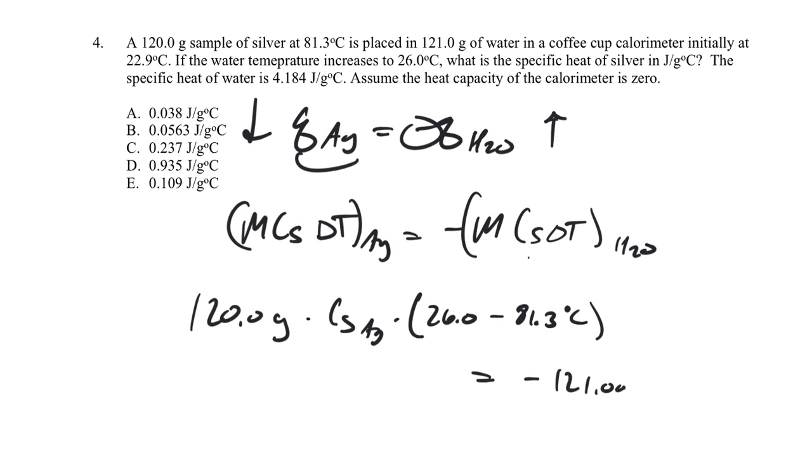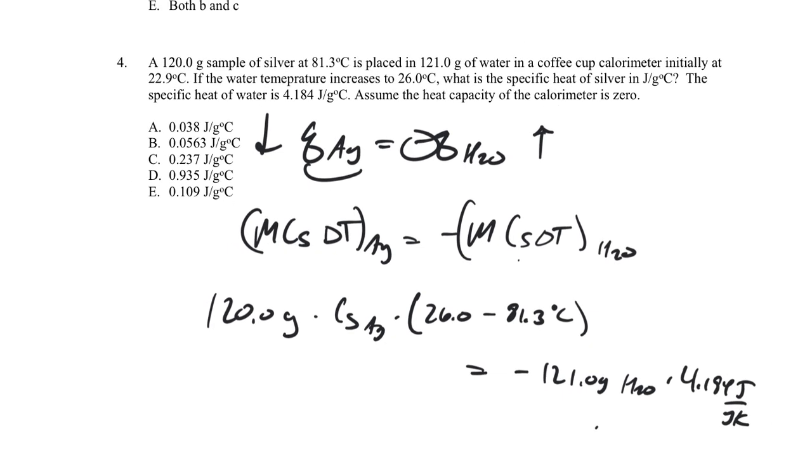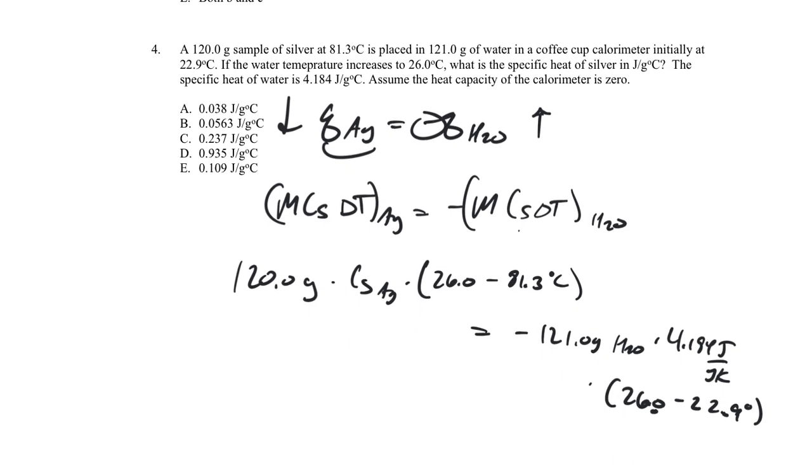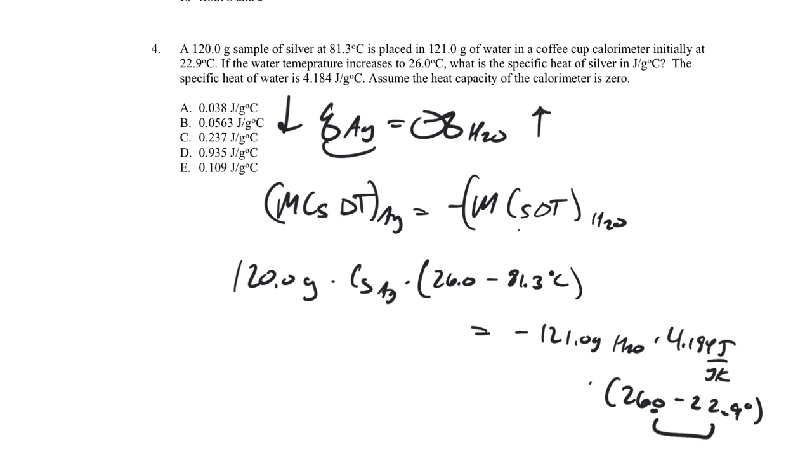121 grams of water times the Cs, 4.184 joules per gram Kelvin, and then times the final minus initial, 26 minus 22.9. This does allow me to say you don't need to double convert. If you want to take a delta T in degrees C, it's a delta T in Kelvin. If I do this math, 26 minus 22.9, the delta T for water is 3.1 degrees C. I don't want to add 273.15 to that and double convert it into Kelvin. So this is equal to 3.1 degrees C, which is equal to 3.1 Kelvin.